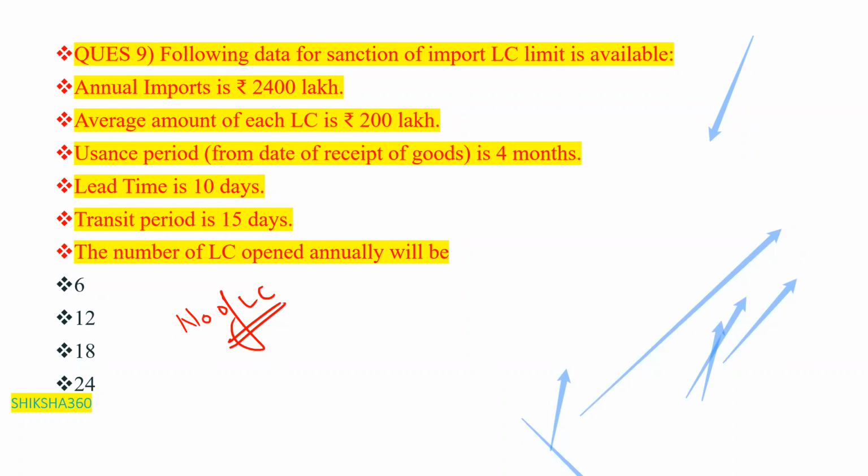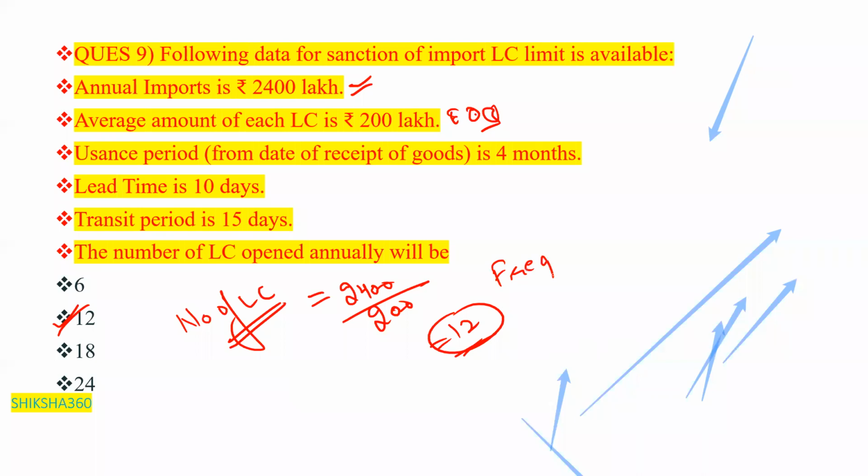Hope it is clear to all of you what we have discussed. That is, number of LC is 2400 upon EOQ. This is the EOQ, and this is the annual consumption. So 12. Number of LC opened annually is to be 12. And the frequency of the LC is 12 upon 12. That comes out to be what?